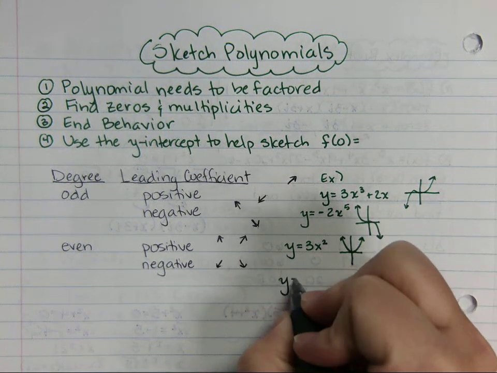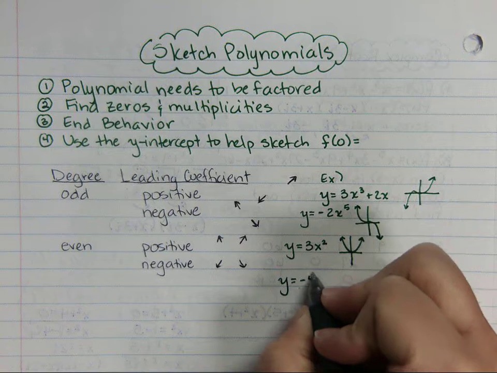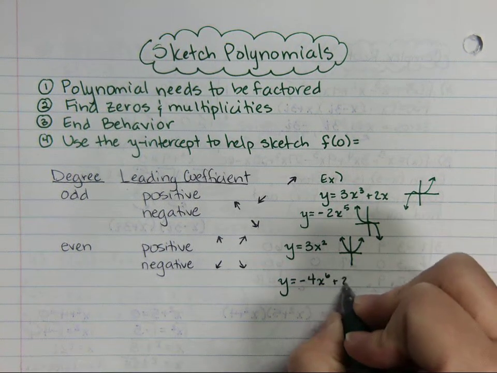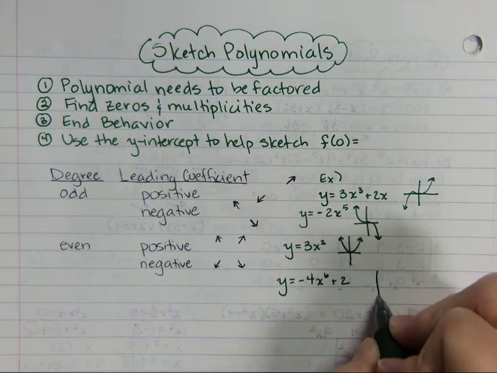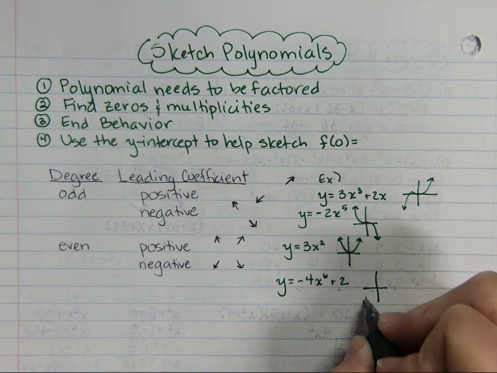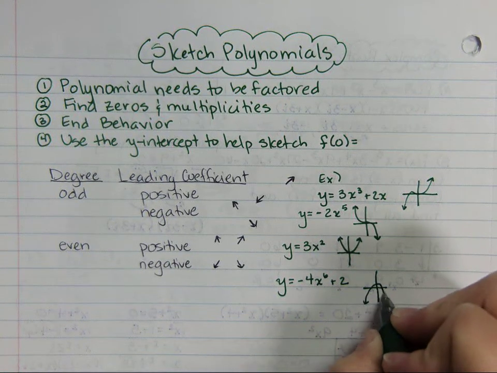And again, I could make this a negative 4x to the 6th, plus 2. And what that would look like is both arrows going down, kind of going up like this and shooting back down again.